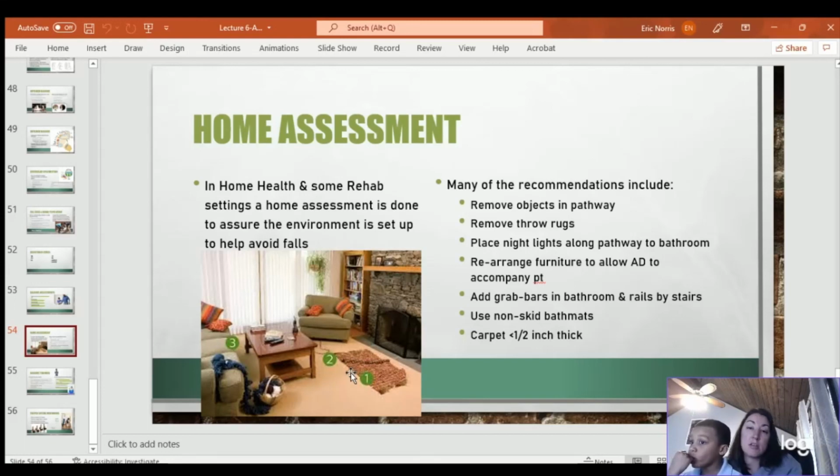Placing night lights along the pathways to the bathroom, especially those that are triggered by movement. So as soon as you get up, it comes on. Rearranging furniture to make sure the assistive device fits everywhere you need to go. Adding grab bars in the bathroom or rails by the stairs to make sure they have use of their hands for balance. Using non-skid bath mats to decrease the slickness and the likelihood of falling. And then making sure carpet is not so thick that it is easy to catch the foot on, so less than half an inch thick.